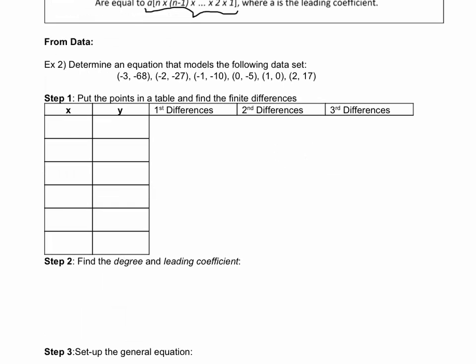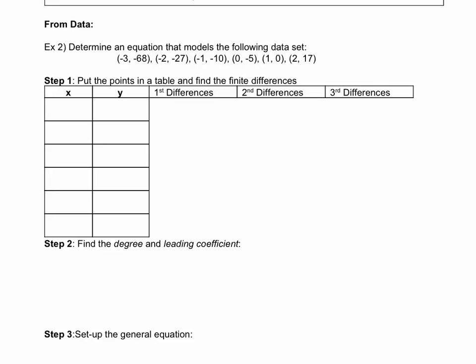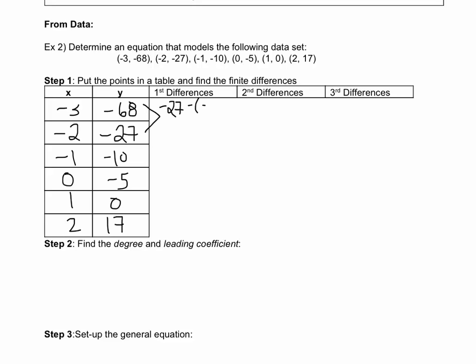In our example, we have several data points. So what we need to do first is determine the finite differences. We're going to plug these values into our data table. We've got -3, -68, -2, -27, -1, -10, 0, -5, 1, 0, and 2, 17. To find the first differences, we need to take the second y value, which is -27, and subtract the first y value, which is -68. If we do that, we get 41. We'll continue doing that for each of these sets.